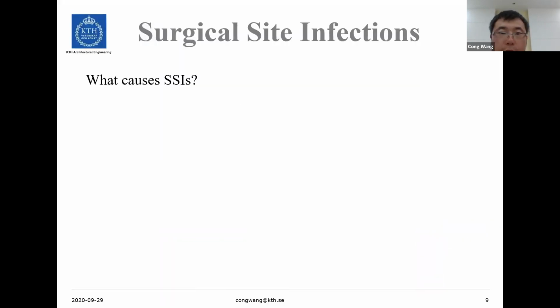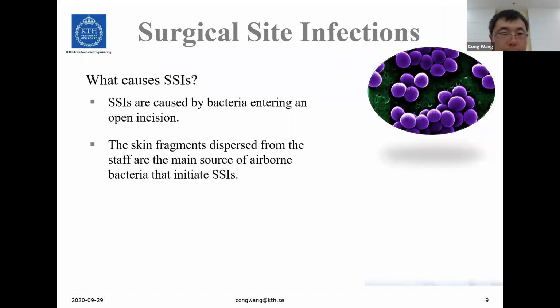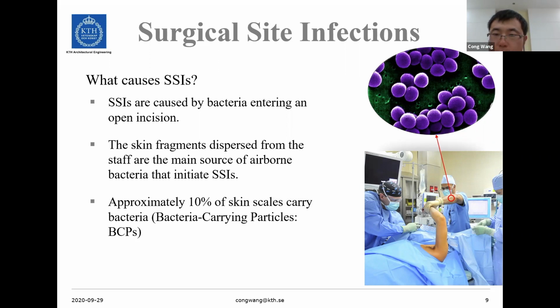So what causes surgical site infections? Surgical site infections are caused by bacteria entering an open incision. And the skin fragments dispersed from the staff are the main source of airborne bacteria that initiate surgical site infections. Approximately 10% of the skin scales carry bacteria, and we refer to them as bacteria carrying particles.